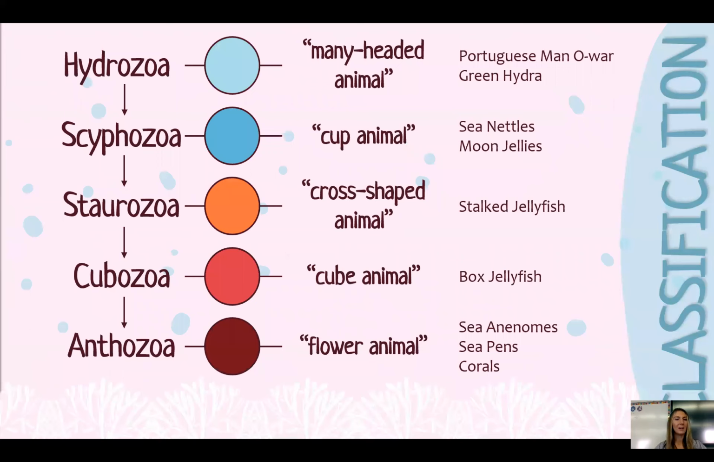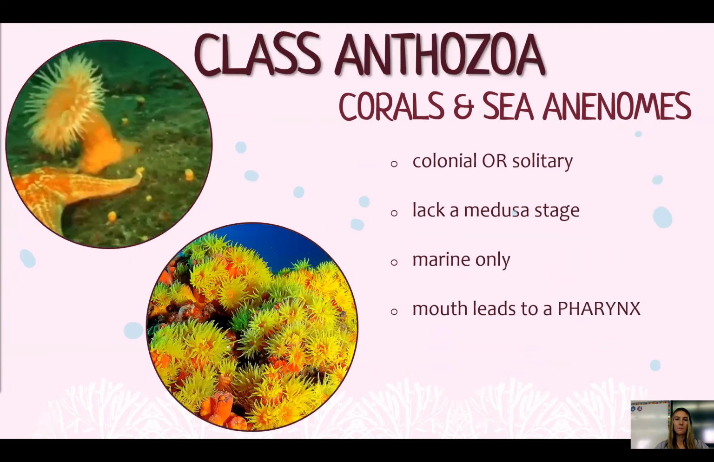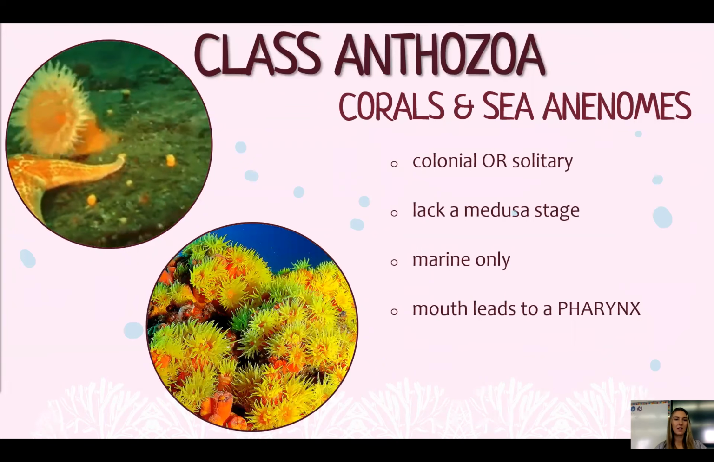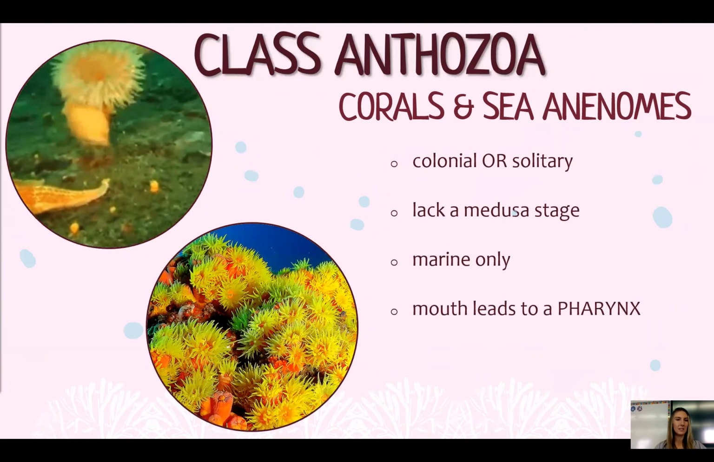Now we're moving on to the actual classes of our cnidarians. So I would pause the video right here and write down the 5 classes, what they mean, and then examples of each. First class we're going to talk about is Anthozoa. This is our largest class of cnidarians. There are over 6,000 different species.